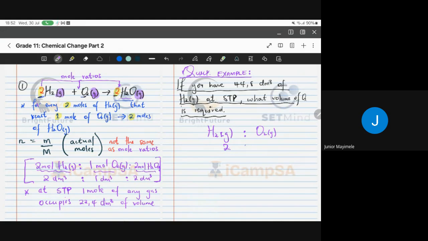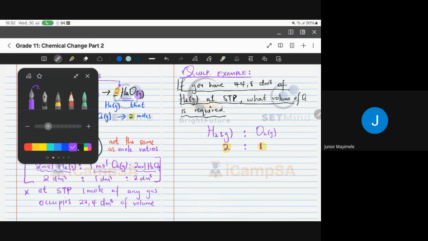It's 2:1, right? These ones, they're the same. Now, we know the volume of hydrogen, right? We want to find how much oxygen we need to react with this hydrogen. What we just described says we can merely use these ratios. Now, let me show you how to do that.